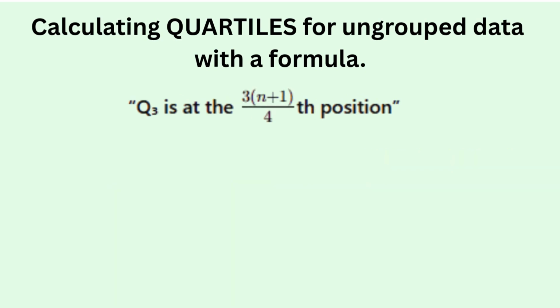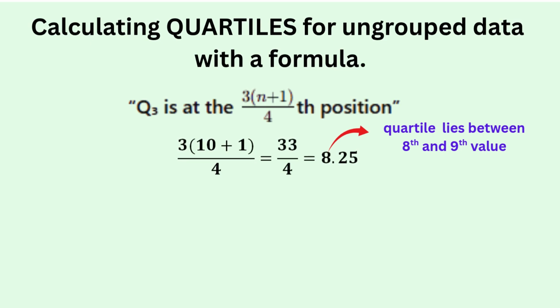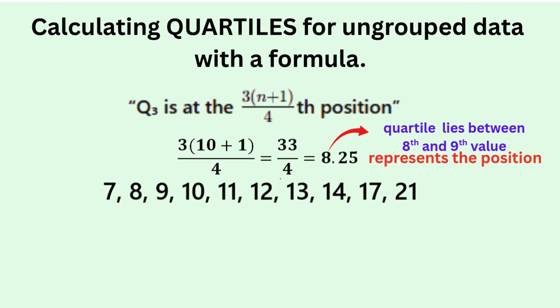The position of Q3 is given as 3 times n plus 1 over 4. Since there are 10 numbers in the data set, we substitute 10 for n and get 3 times 10 plus 1 over 4, which is 33 over 4. That's 8.25. It's important to note that 8.25 is not the upper quartile. It represents the position of the quartile.